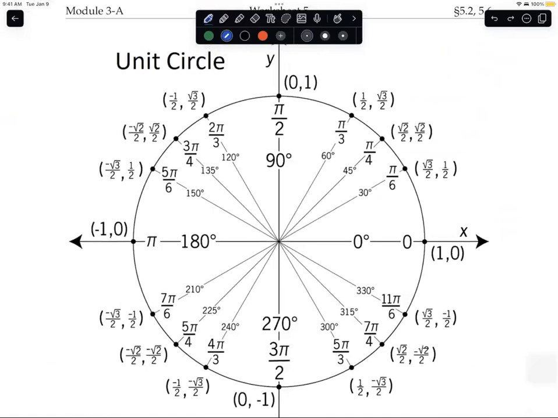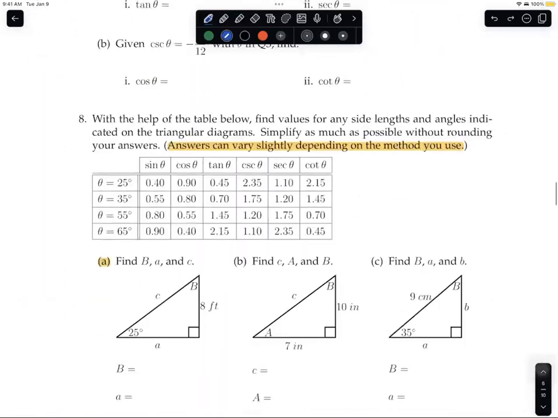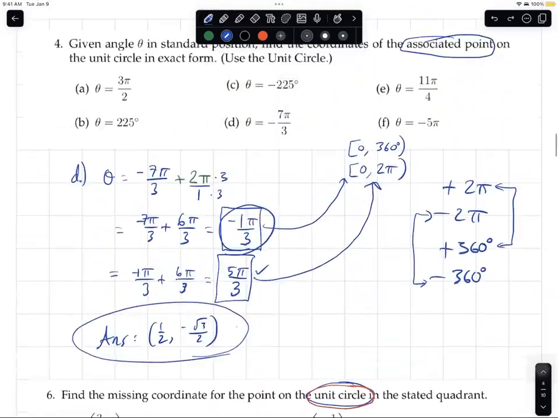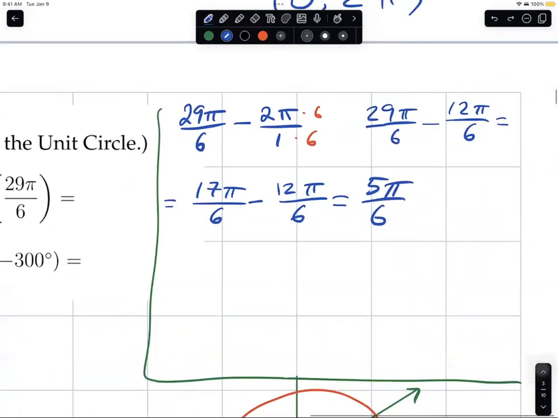Negative square root 3 over 2 and 1 over 2. Yes, very good. So let me write that one down. Negative square root 3 over 2. So the associated point is negative square root 3 over 2, comma 1/2.